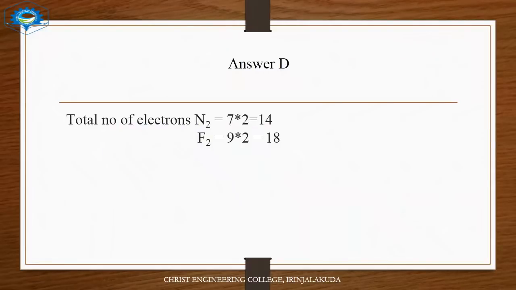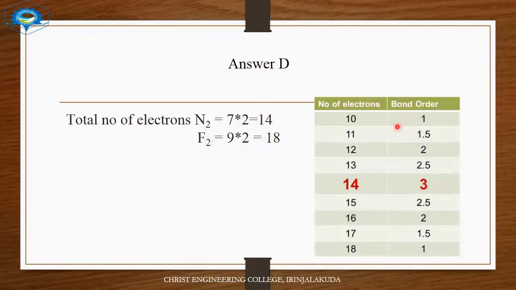So total number of electrons in N2 is equal to 7 into 2, that is 2 nitrogens. Atomic number of nitrogen is 7, so 14. And F2, 9 into 2, that is, atomic number of fluorine is 9, 9 into 2, 18. So 14 electrons for nitrogen, 18 electrons for fluorine.